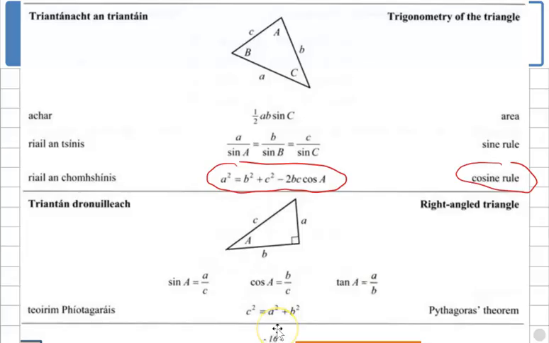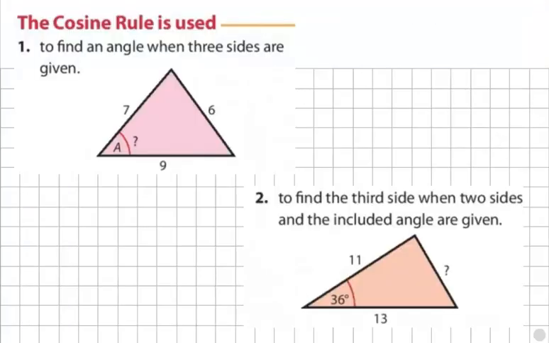This is page 16 of your formula book, the trigonometry page, and you can see the cosine rule is circled here in red. So a reminder that the cosine rule is used to find an angle when three sides are given, or it's used to find the third side when two sides and the included angle are given. So two sides and the included angle are given and you're asked to find a third side.